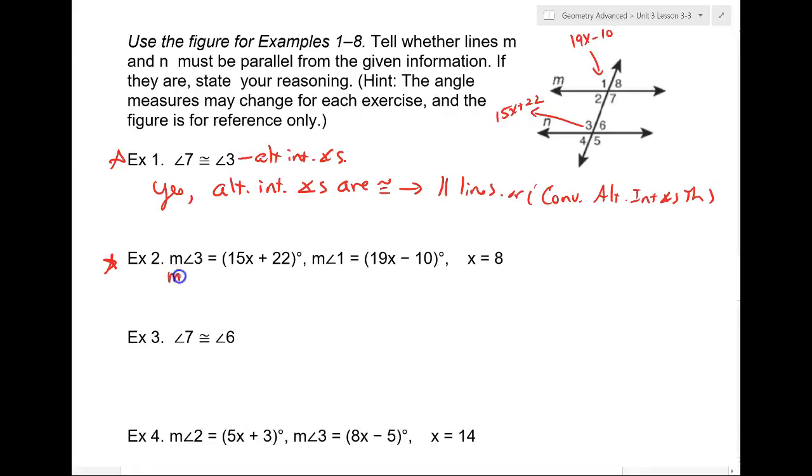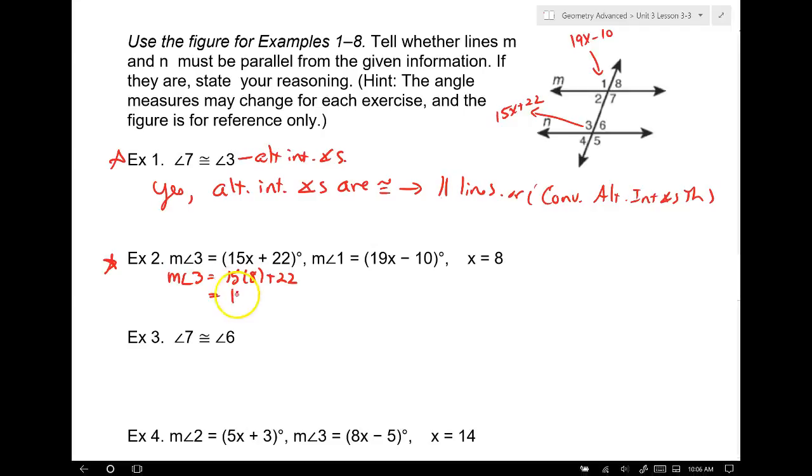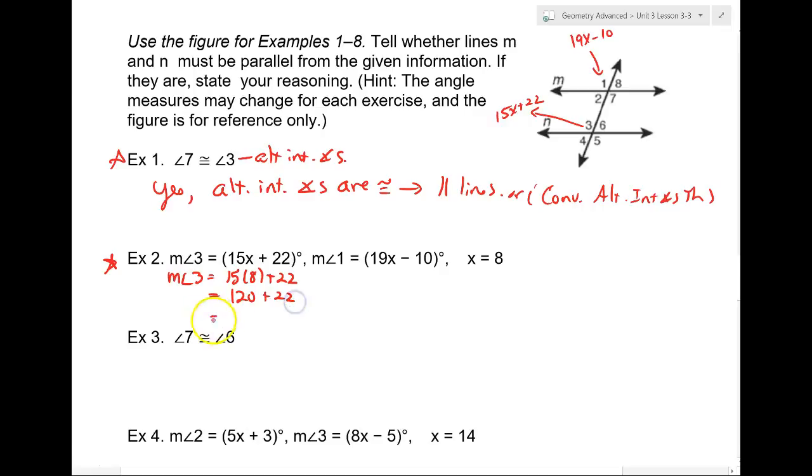So here in the measure of angle 3, I'm going to plug it in. I got 15 times 8 plus 22. Someone do that real quick for me. 15 times 8, is that 140? 120? Thank you. 120 plus 22. All right, so that gives me 142 degrees. I need to check with measure of angle 1 if that's the case. So 19 times 8 minus 10. Isn't that 152 minus 10? Double check my math. So it's 142.